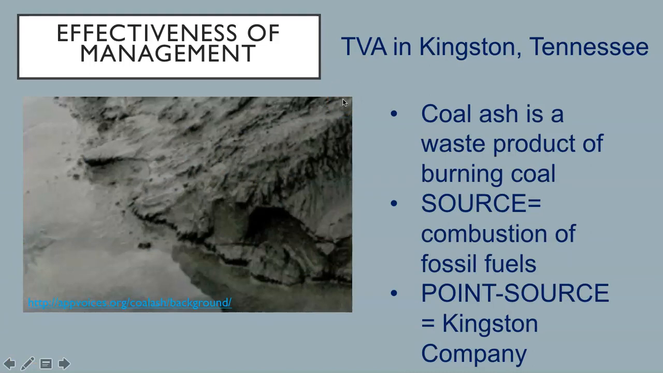Coal ash is a waste product of burning coal. Thus, its source is combustion of fossil fuels. Furthermore, we know exactly from where the pollutant came, namely the Kingston Coal Company. Therefore, the coal ash spill was a point source pollutant.